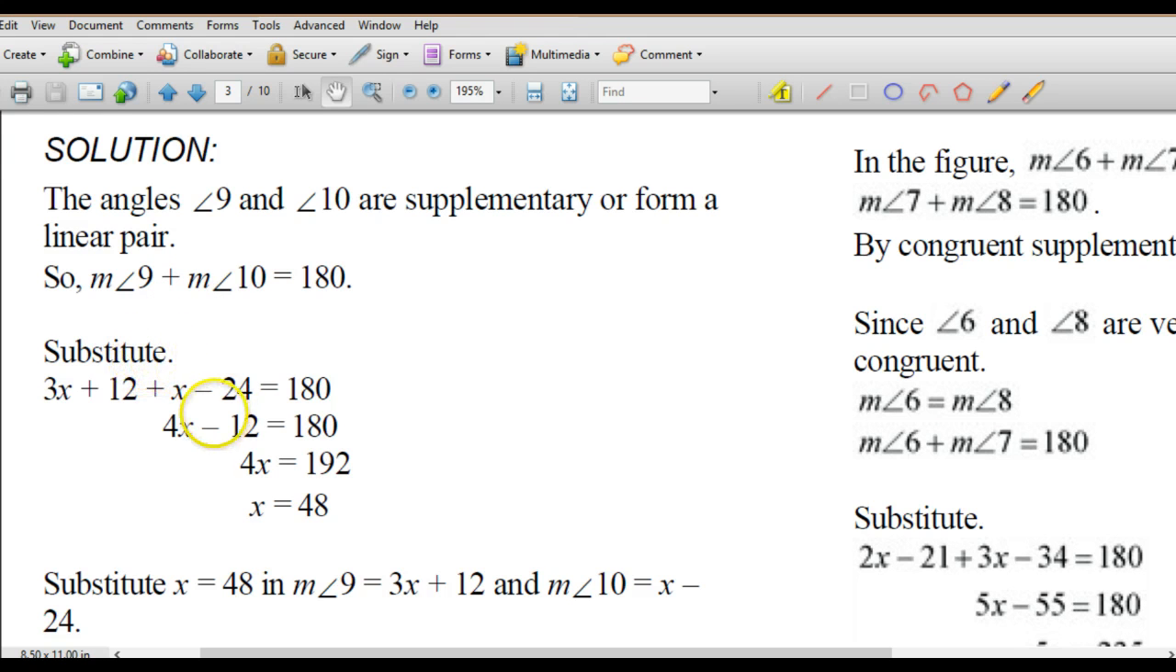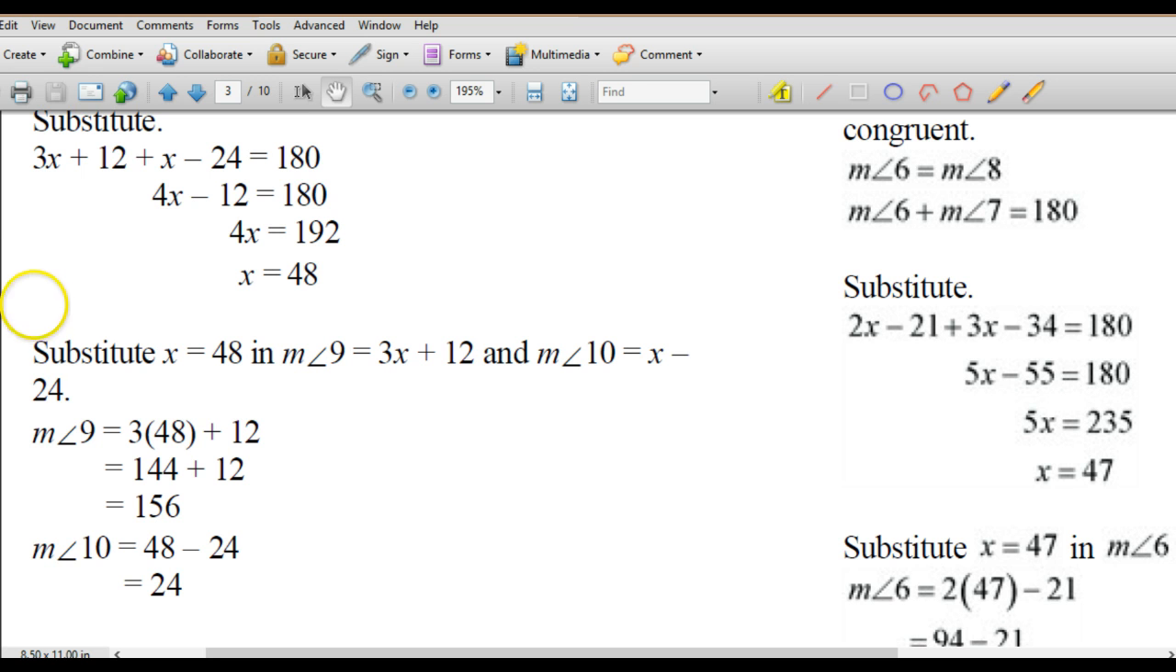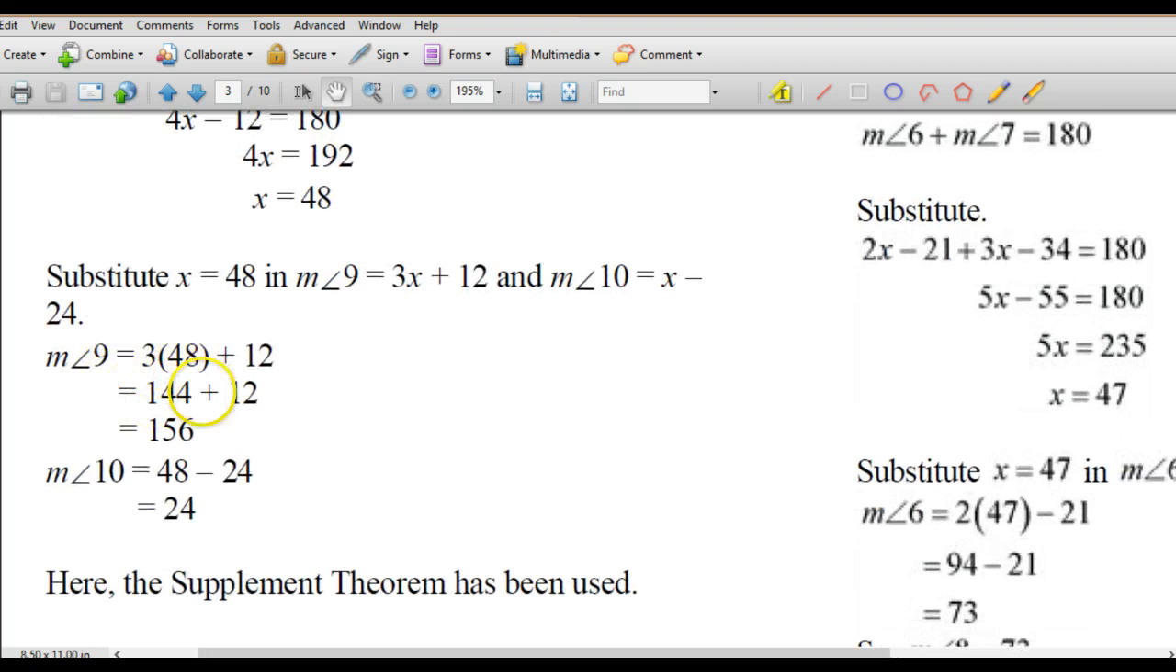So the measure of angle 9 is 3x plus 12, and the measure of 10 is x minus 24. When we substitute in, the measure of 9 becomes 3 times 48 plus 12, which is 156. And 10 becomes 48 minus 24, which is 24. So once again, we use the supplement theorem on this problem.